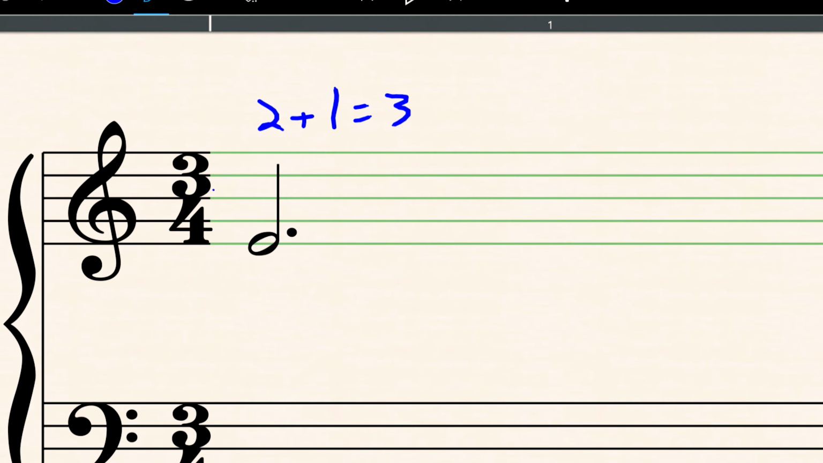You have to be careful with something like a dotted quarter note, because a quarter note originally is 1, and then you're really taking half of 1, and that would be 1.5. So you've got to be careful that it often doesn't add 1. It adds just half of the note's value back to itself.